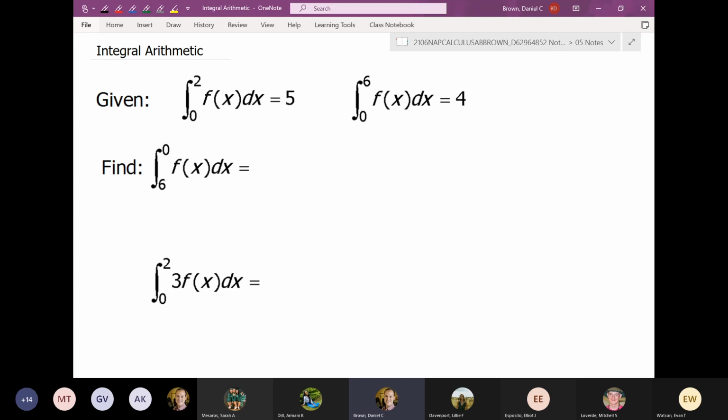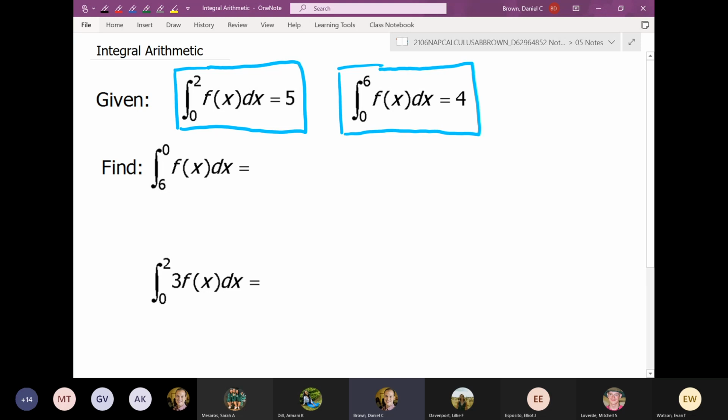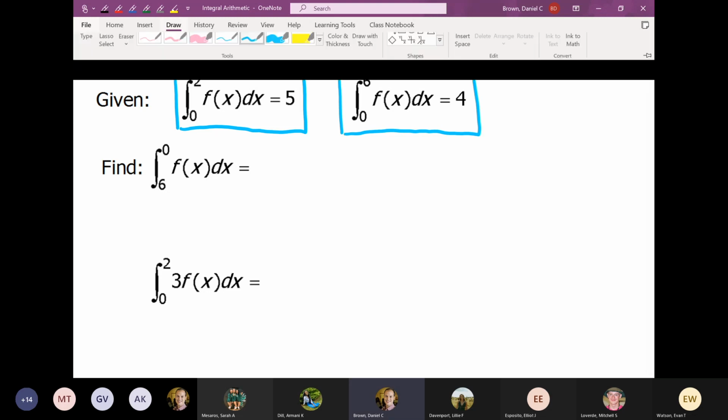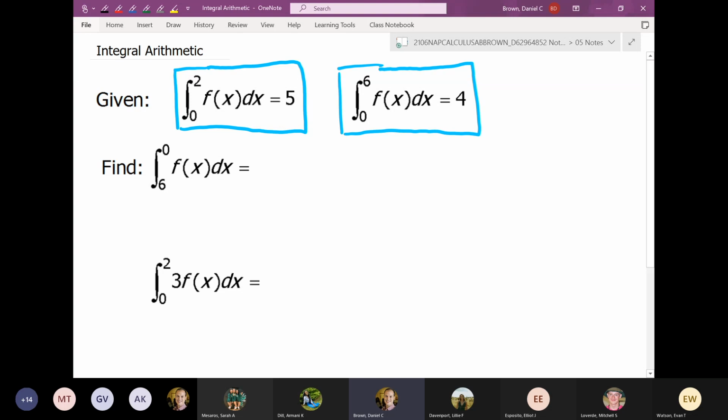How these problems look, they're very frequently multiple choice questions on the AP exam. They'll give you some given information. So we're told the integral from 0 to 2 is 5. We're also told the integral from 0 to 6 is 4. And we can use that information to answer all the remaining questions that we see. Some of them are going to be real short. Some of them might take a little bit more work.